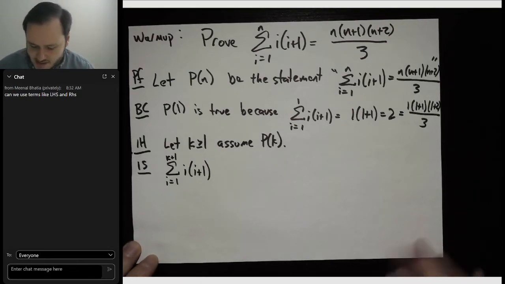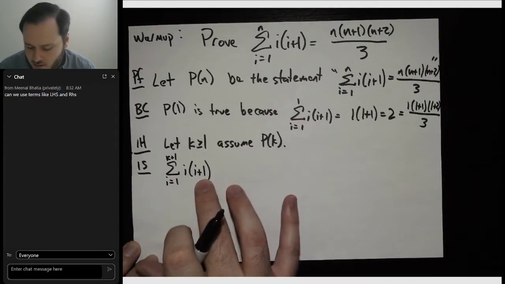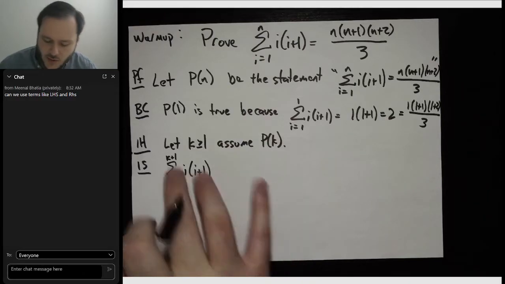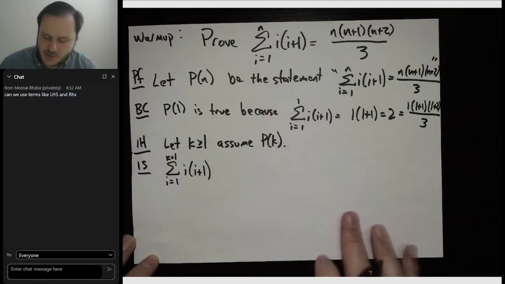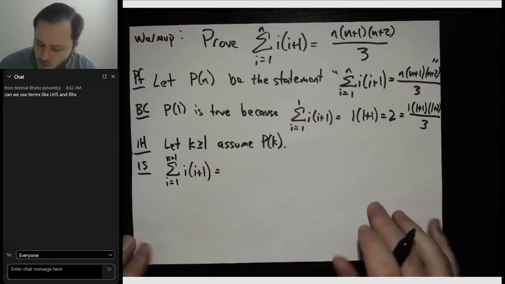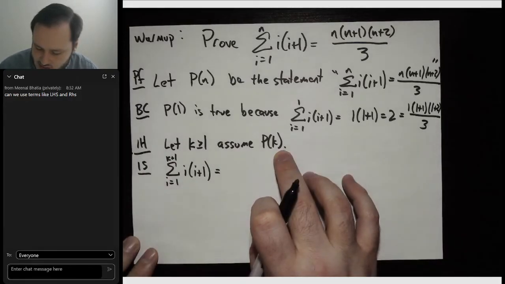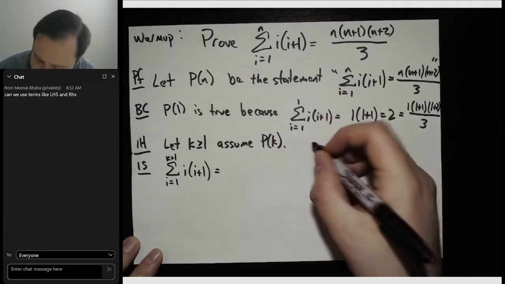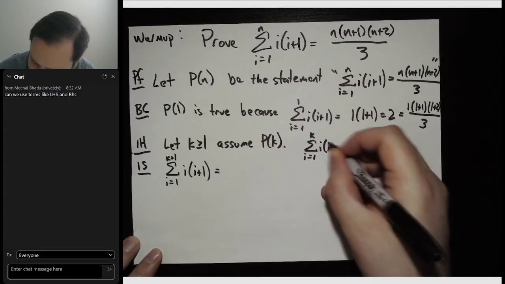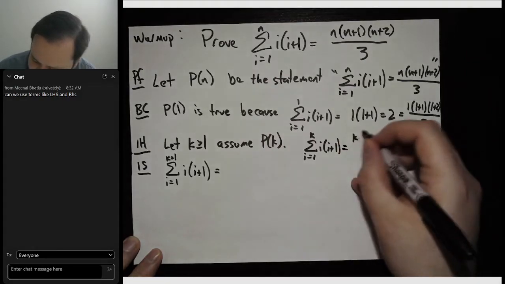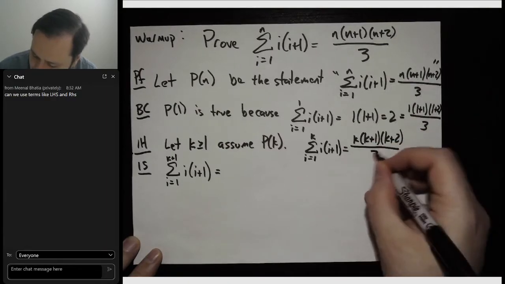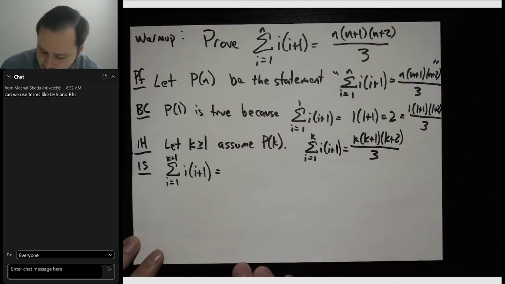Okay, so what is this? This is 1 times 1 plus 1, plus 2 times 2 plus 1, plus 3 times 3 plus 1, all the way up to k plus 1 times k plus 1 plus 1. But we want to use our induction hypothesis in here somewhere, which means we want to use the fact that if I only go up to k, the answer should be k times k plus 1 times k plus 2, all divided by 3. That's what P of k means.